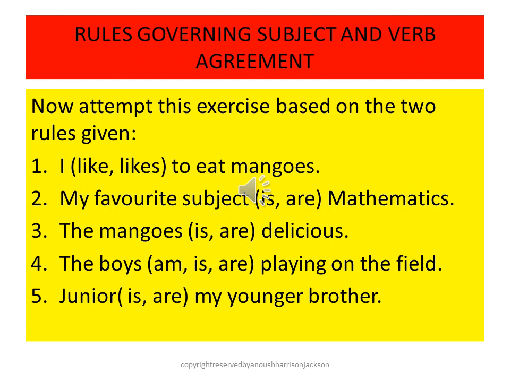Now, let us attempt this exercise based on the two rules that were given. Number 1. I like or likes to eat mangoes. Number 2. My favorite subject is or are mathematics. Number 3. The mangoes is or are delicious. Number 4. The boys is or are playing on the field. Number 5. Junior is or are my younger brother.